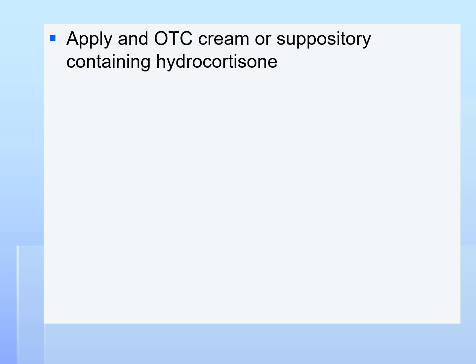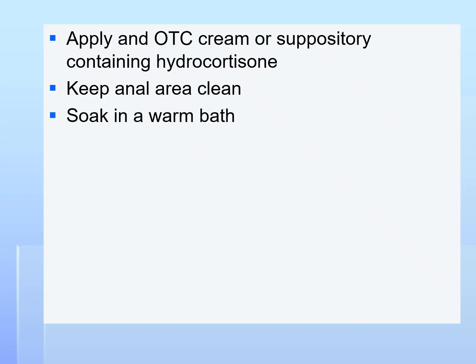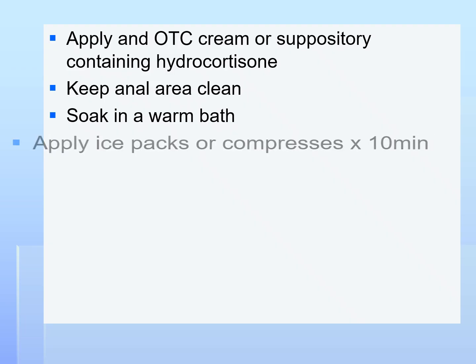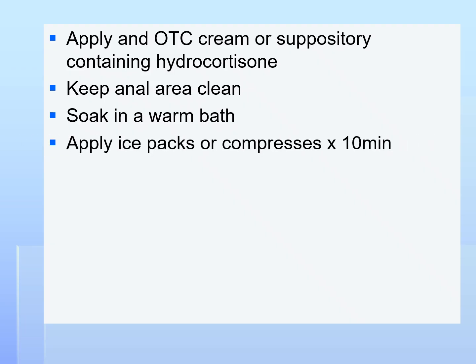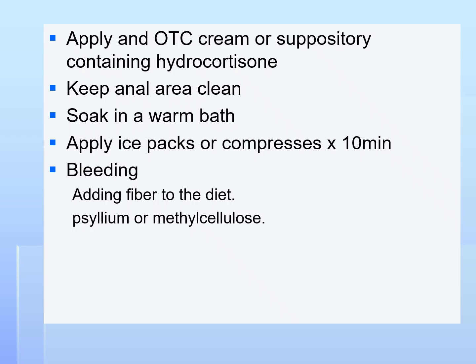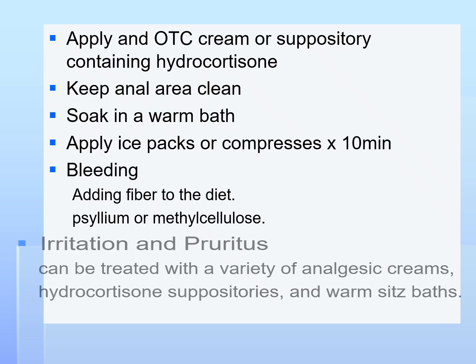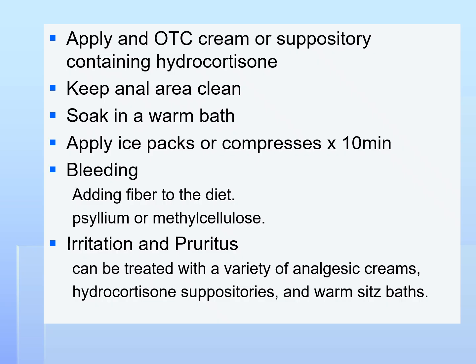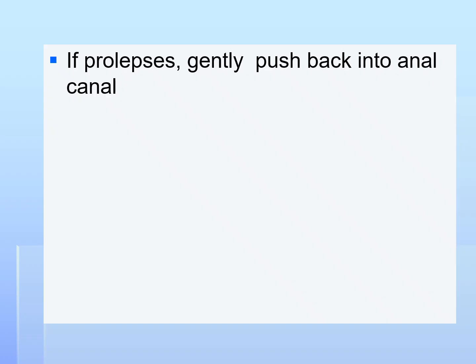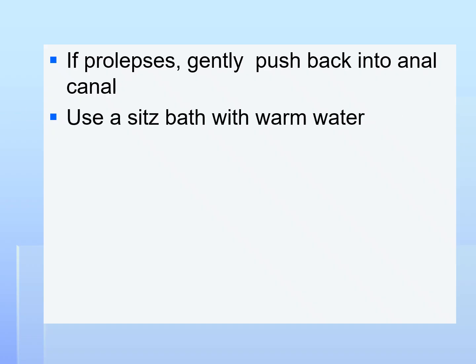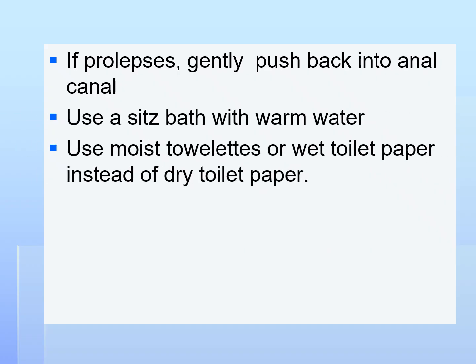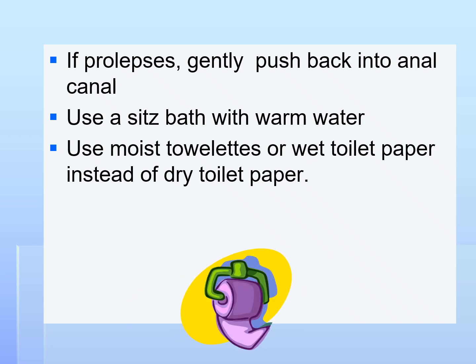For relief of the pain, topical treatments can be advised. Hygiene must be managed. Soothing measures include a warm sitz bath, and ice packs or cold compresses for 10 minutes. Dietary support is important. For pain and irritation relief, analgesic creams and a warm bath help ease comfort and pruritus. If there is prolapse, then gently push back the piles. Use a warm sitz bath or cold toilet paper and apply pressure on that for a few minutes.